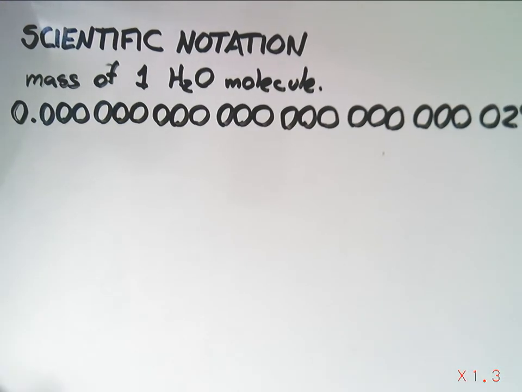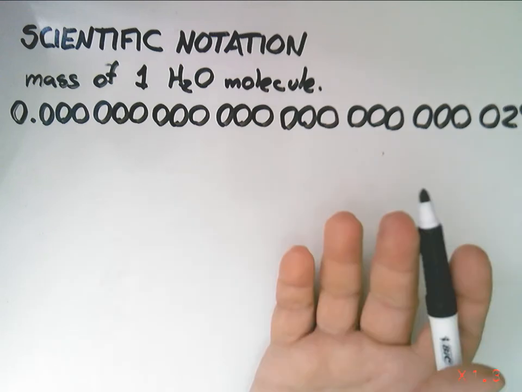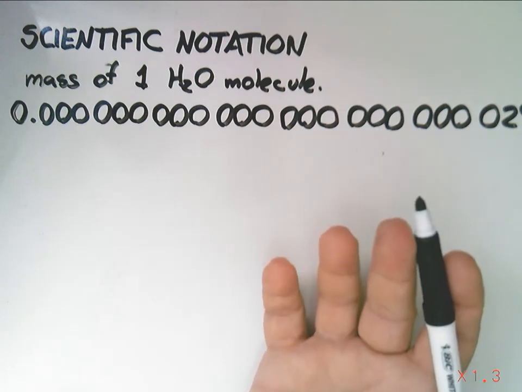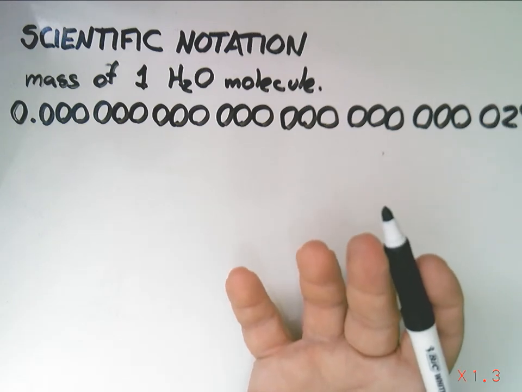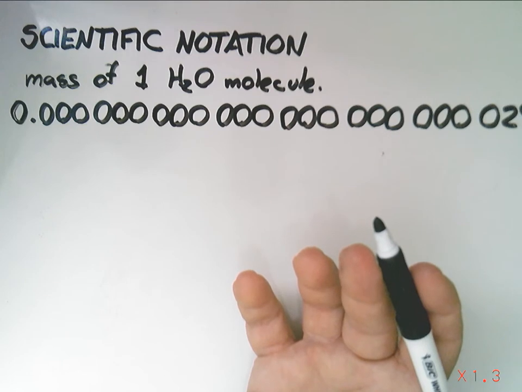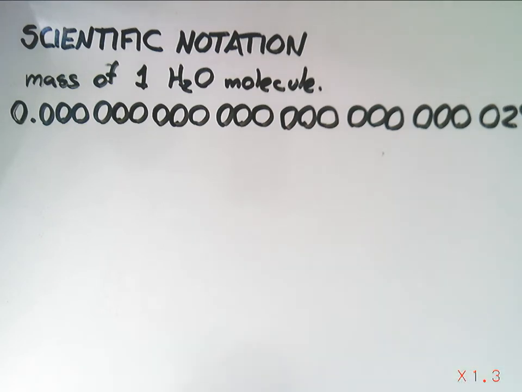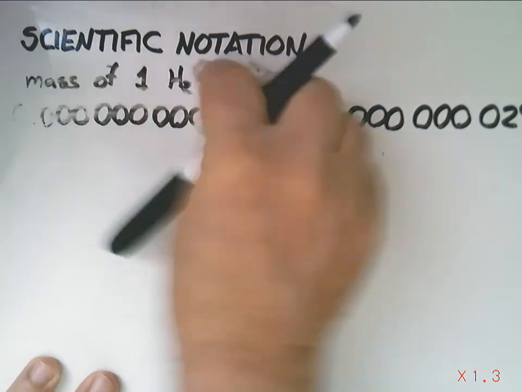If I've got a very big number, it's the same problem. If I was going to tell you how many water molecules were in a drop of rain, it would be something like a 2 with 21 zeros after it. That would be how many molecules are there. So I don't want to be counting all those zeros all the time because it's very easy to make a mistake and miscount. So what do we do?